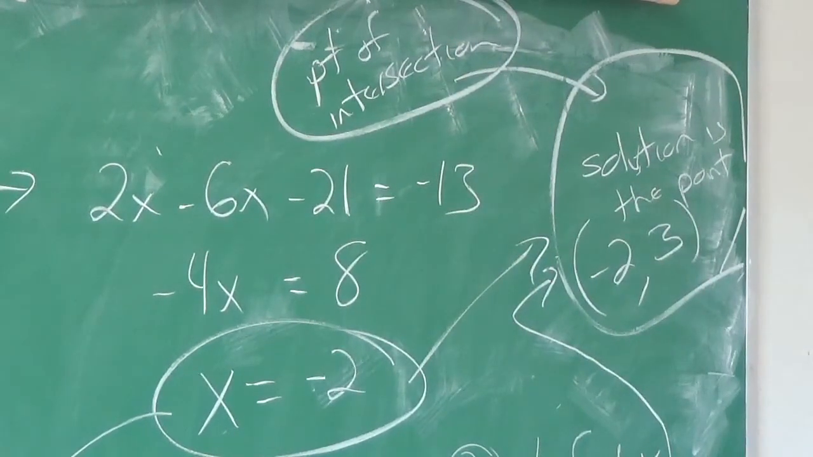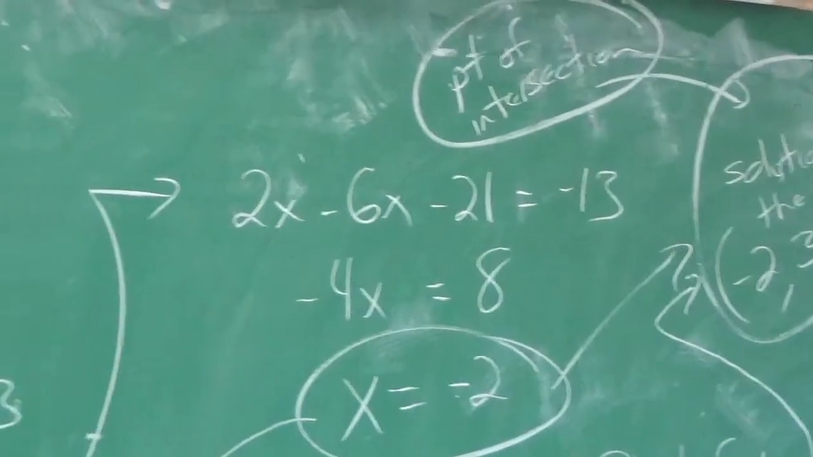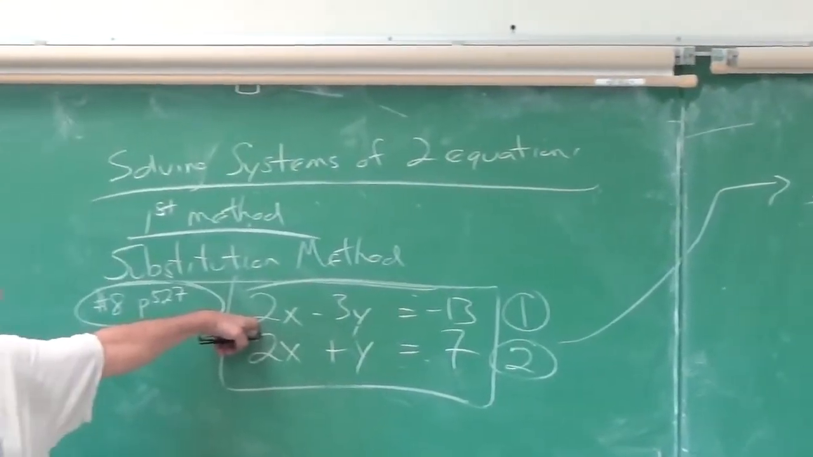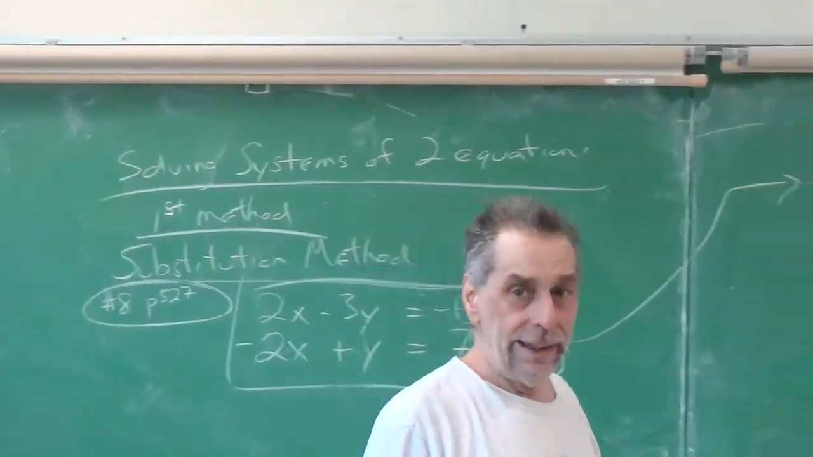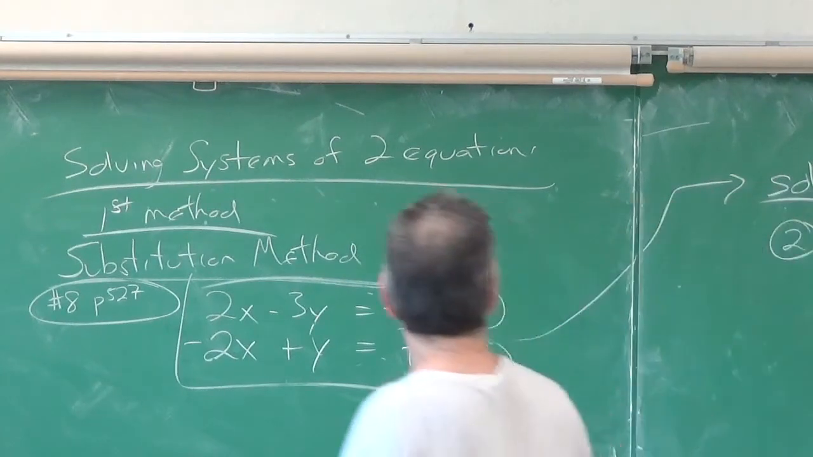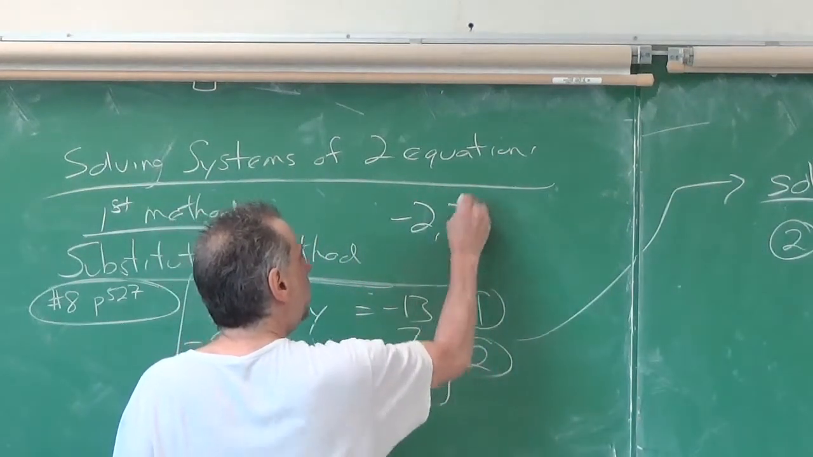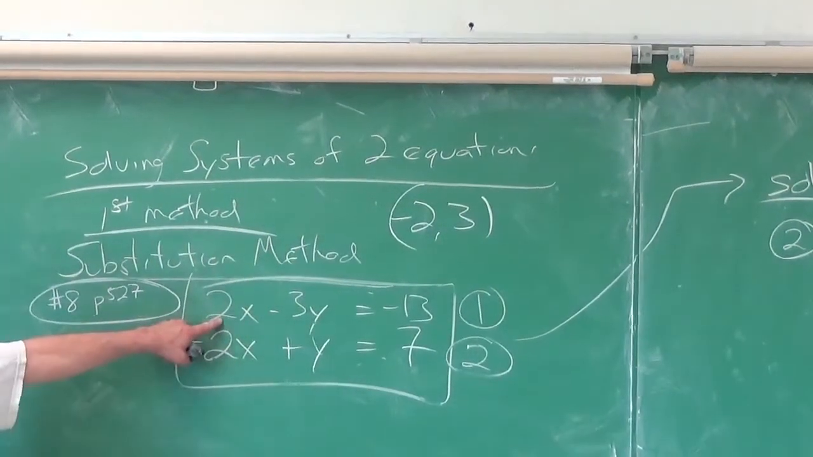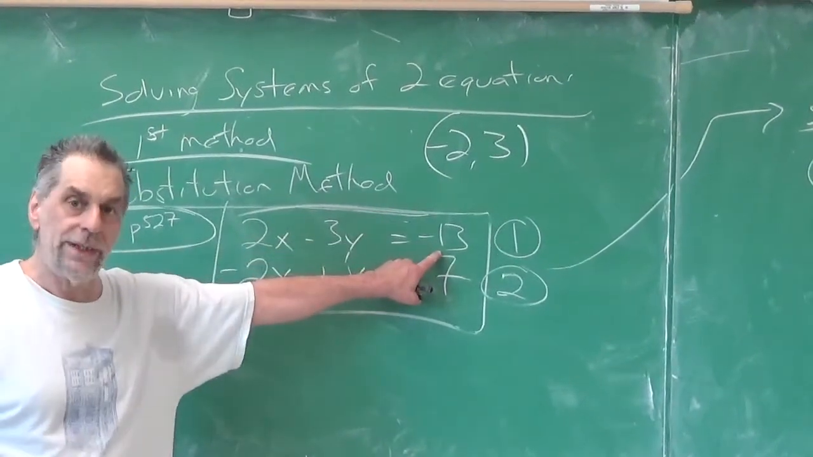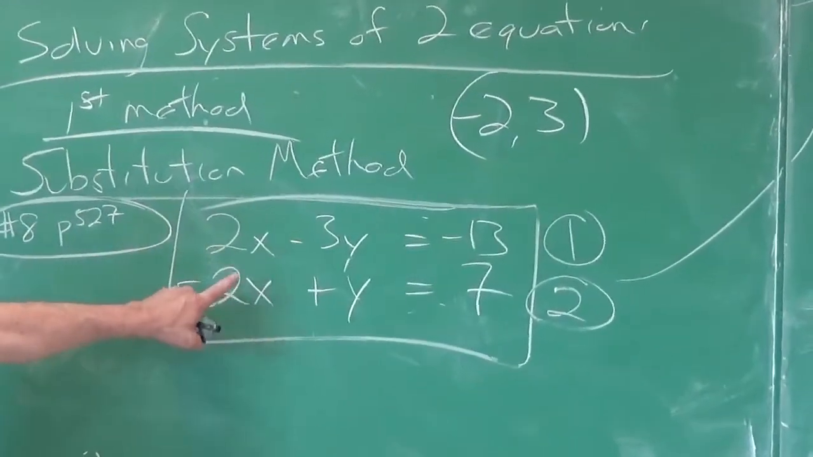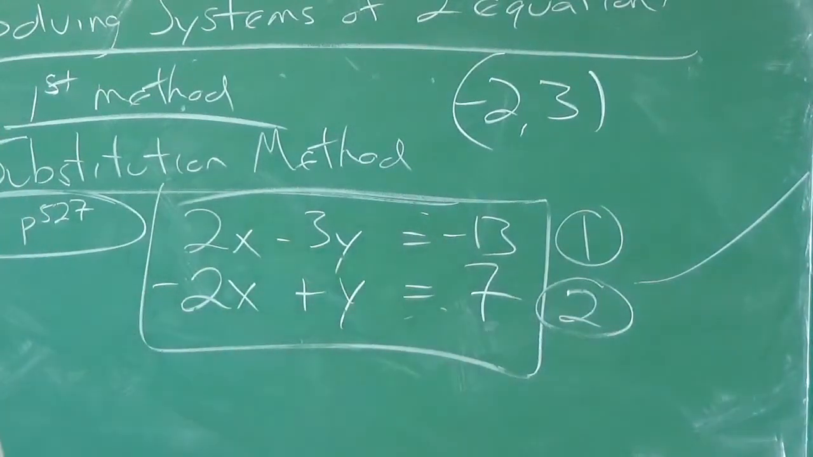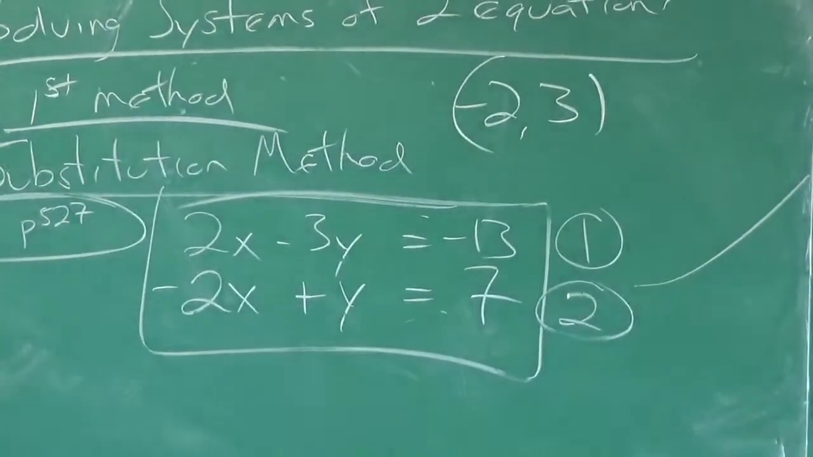If you wanted to prove that, you could graph this line, which was equation 2. You could solve this for y and graph that line, and you would see that that point is the solution. Another way to check is to put in the point that we found, (-2, 3), and check it. Here we checked it with the first one: -4 minus 9 is -13, so that's true. In this one, we get 4 plus 3 equals 7, so we know we did it correctly. All right, so that is the substitution method.